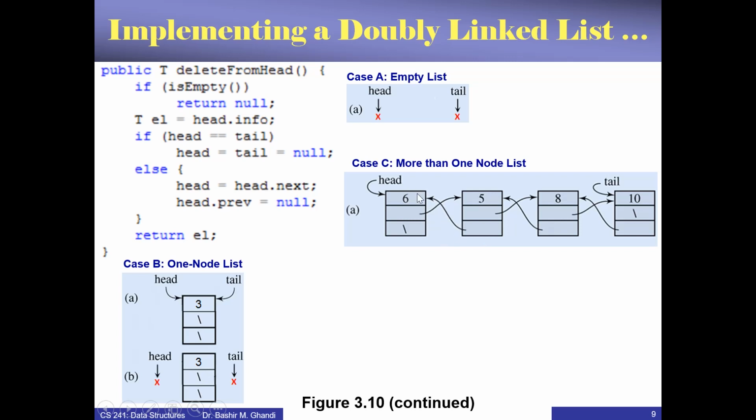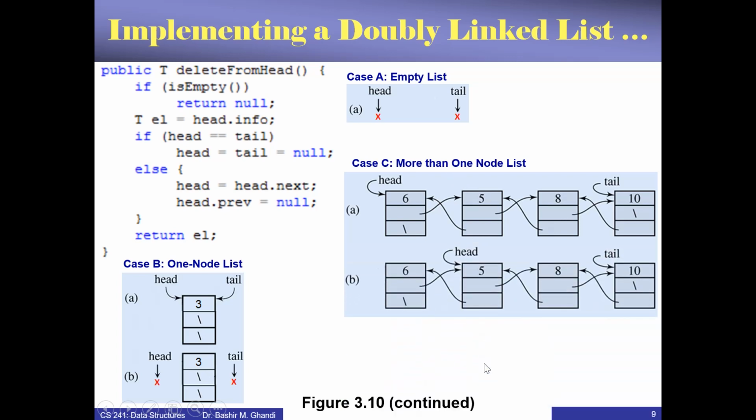So the question is, how do we break this link? By the time head comes here, as you can see in this diagram, this first statement just moves head to become head.next. So head will be here. We still have to break this link. We need to set it to be null, but how do we reach it? It is simply head.prev. Remember, this is head.info, head.next, head.prev. So we just need to set head.prev equal to null to break this link.